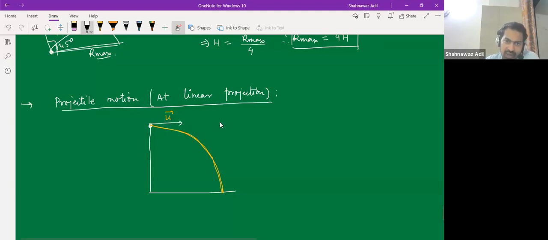For the case of linear projection, what is the theta angle? Or forget about the theta angle. Do we have any vertical component of initial velocity? When we projected the projectile like this, this was theta. But now we are projecting from here. So does it have any y component?